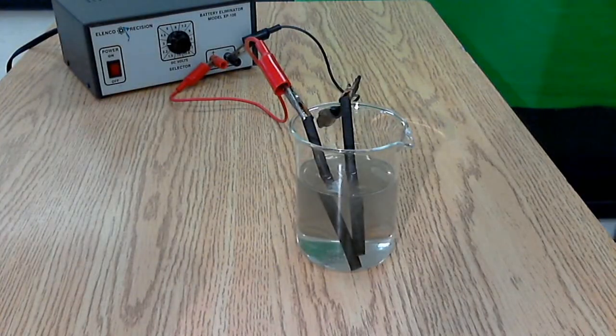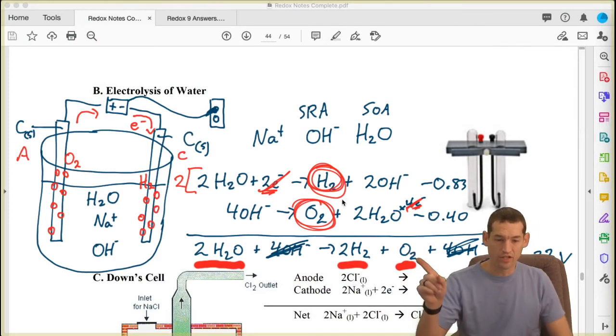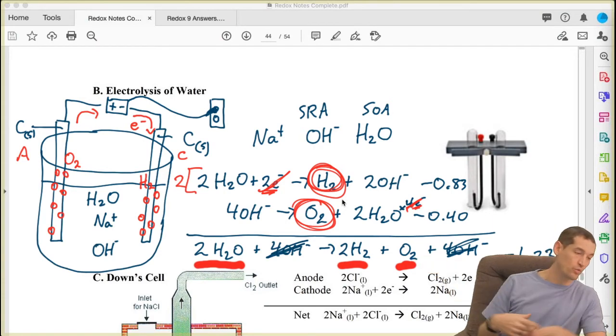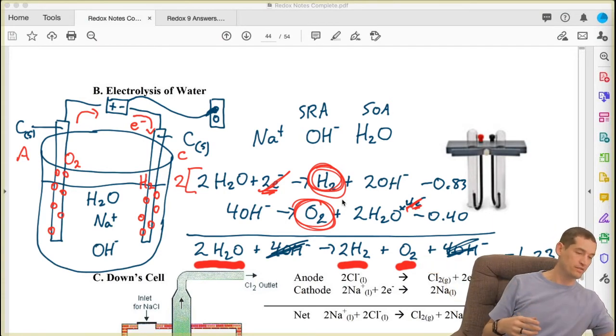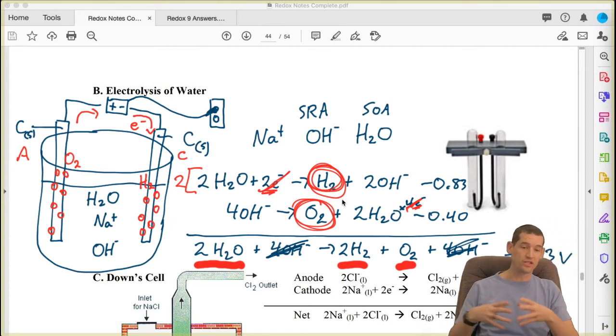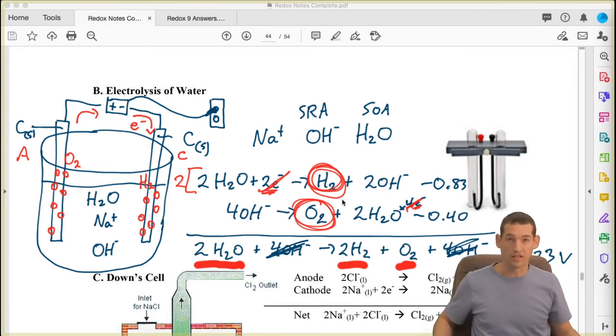All right, back over here now. So the reason is, if you look at our balanced equation, we're producing 1 oxygen and 2 hydrogen. So the way this reaction balanced, we're going to produce twice as much hydrogen as we are oxygen. And you can see that by looking in the half reactions.